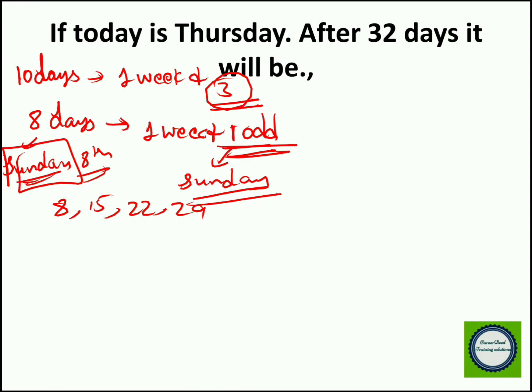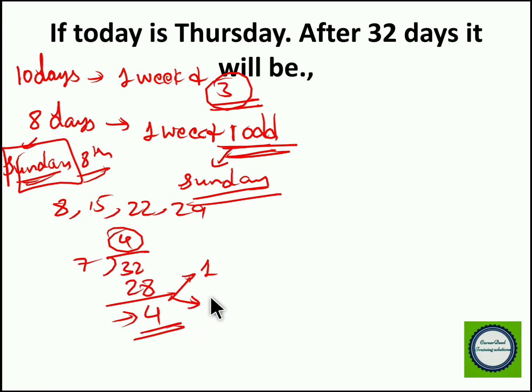Now moving to the question. If today is Thursday, after 32 days it will be dash. When you divide 32 by 7, you have 4 complete weeks, that is 28 days, and you have 4 extra days. These 4 extra days are called odd days. Now you can write these 4 extra days like this: first odd day, second odd day, third odd day and fourth odd day.